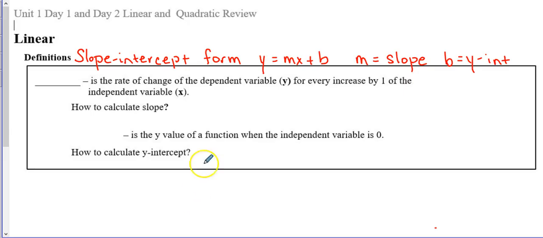And then this blank right here, we're going to write the word slope in here. Slope is the rate of change of the dependent variable y for every increase by 1 of the independent variable x. That's just a fancy way of saying that y depends on x. X has to do something so that y knows what to do next.